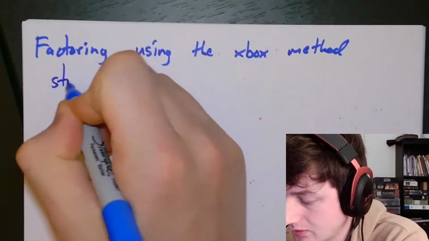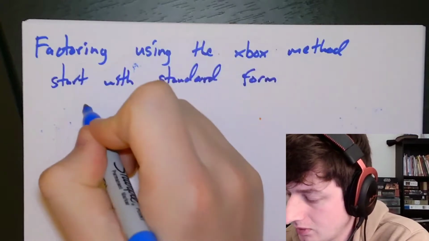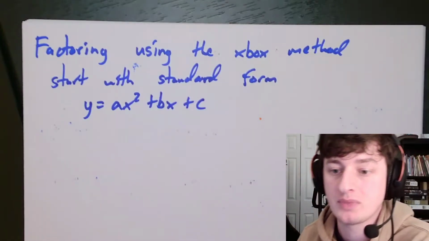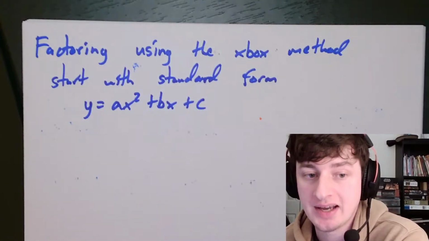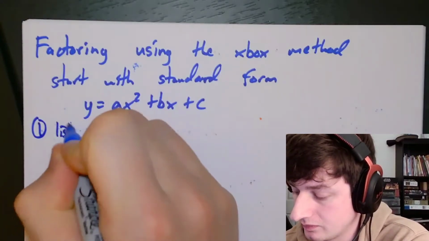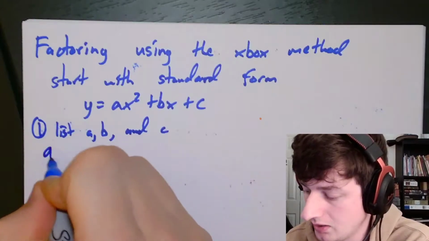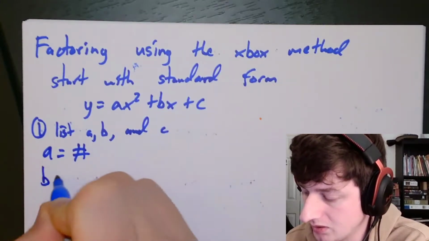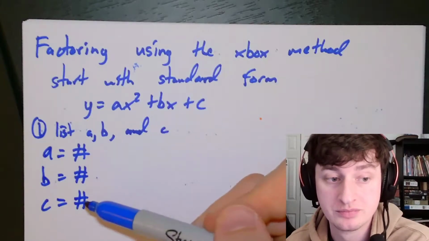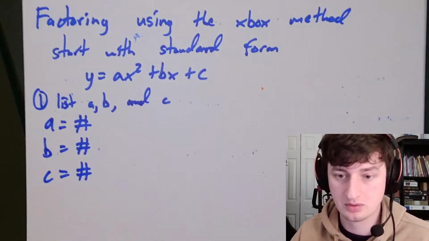So we start with standard form: y equals ax squared plus bx plus c. And we're going to list out a, b, and c. So step one, we would do a equals some number, b equals some number, c equals some number. These could be anything from 1, 0, fractions, right? So the first thing we're going to do is just list out the values of the function.